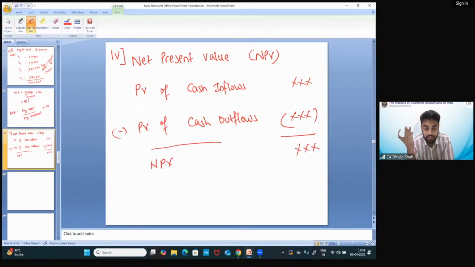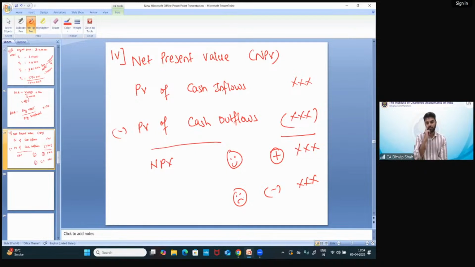How to calculate cash inflows, that we learned the entire format. How to calculate present value of those cash inflows, we have learned the concept of time value of money. So it is very simple to calculate inflows and outflows in present value terms. Okay? The decision making rule of NPV is very simple. If NPV of the project is positive, you accept the project. And if NPV of the project is negative, you reject the project. Very simple decision making rule. If NPV is positive, you accept. And if NPV is negative, you reject the project.